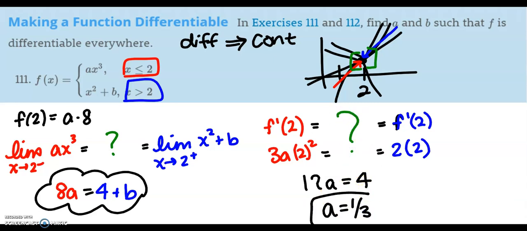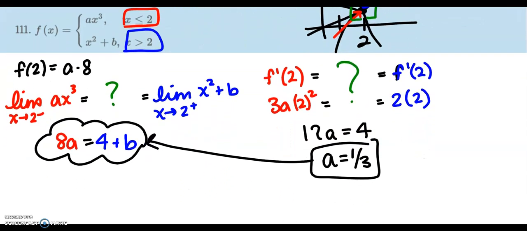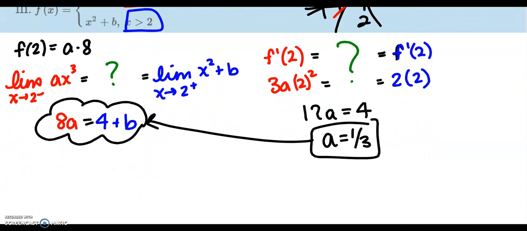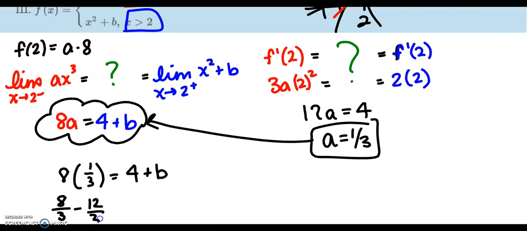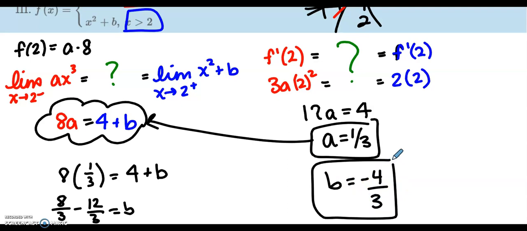Well, now if a is 1/3, over here, I can figure out what b is. So 8 times 1/3 equals 4 plus b. So this is going to be 8/3 minus 12/3 equals b. b will be equal to negative 4/3. Now just sit tight for a second. I'm going to show you something in Desmos. Give me a minute to pull it up.